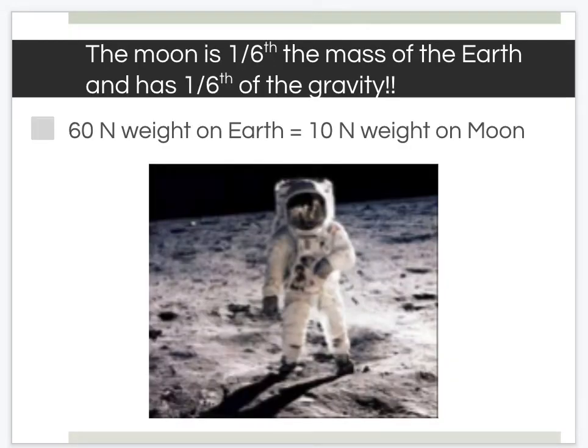So the moon is a sixth of the mass of the earth and it has 1/6 of the gravity. So if you're 60 Newtons in weight on earth, you're 10 Newtons in weight on the moon. So the moon barely has any gravity. It does have some gravity, but that's why you're virtually weightless on the moon, because of gravity.